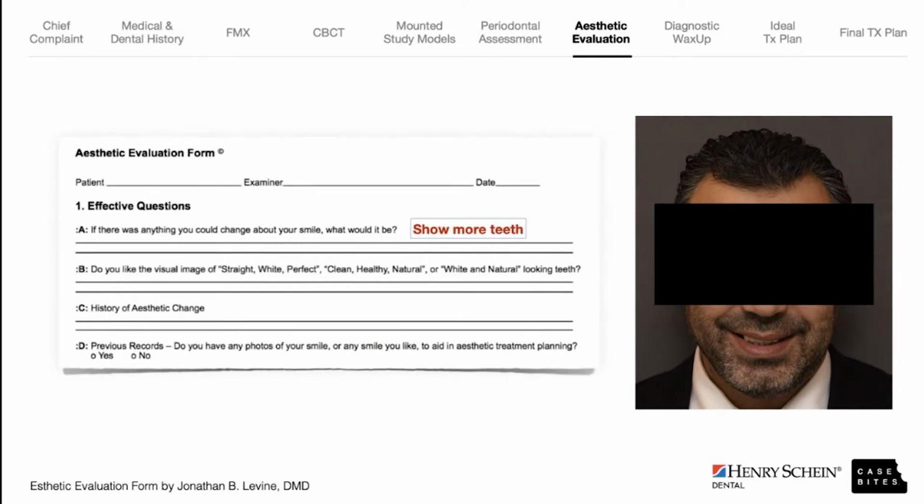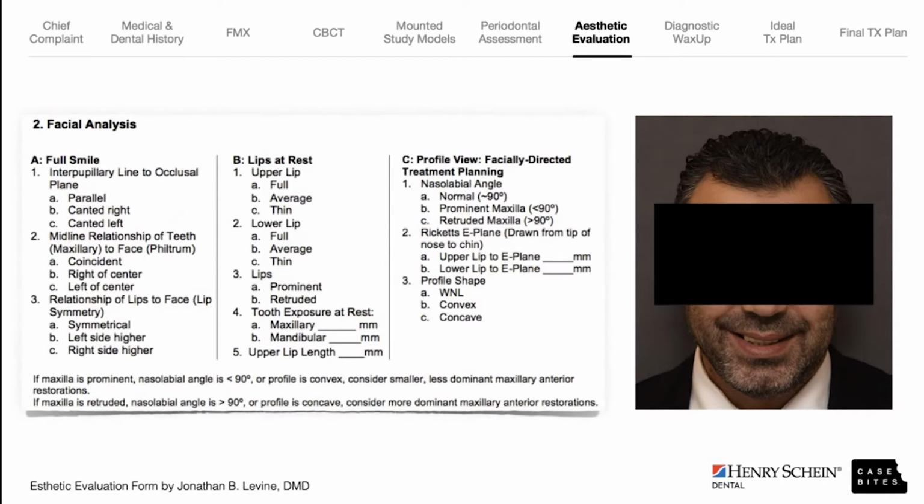Aesthetic evaluation, patient presents showing no maxillary teeth shortly after this picture was taken. So at this point, he still had his anterior bridge, and he's looking for a clean, healthy, and natural smile. To continue with our analysis, our smile analysis shows intrapupillary line is parallel to the incisal line. Midline is coincidental with the midline of the face.